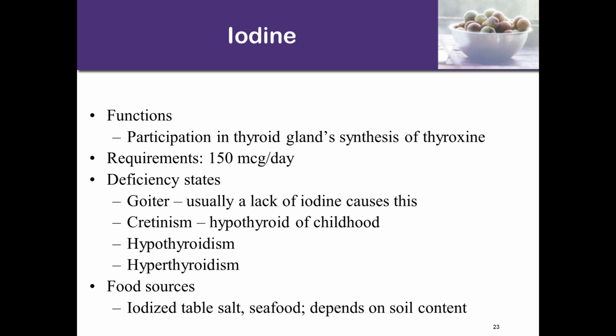Next is iodine. Iodine function, participation in thyroid gland synthesis. If there is deficiency in iodine, then a disease will occur, that is known as goiter. Goiter means the thyroid gland will be enlarged, that is known as goiter. So iodine is also required in a small amount, but if the concentration is low from that small amount, then deficiency will occur, and the disease caused by iodine deficiency is known as goiter.